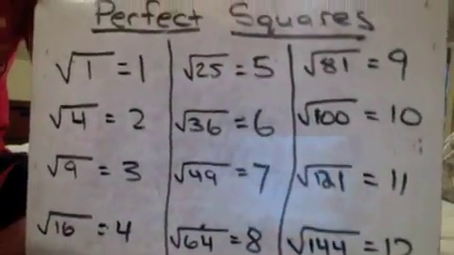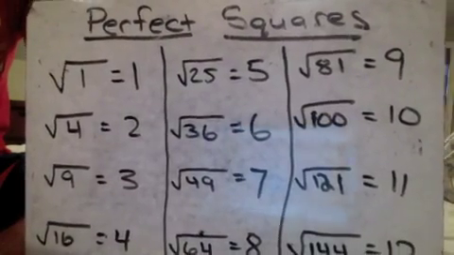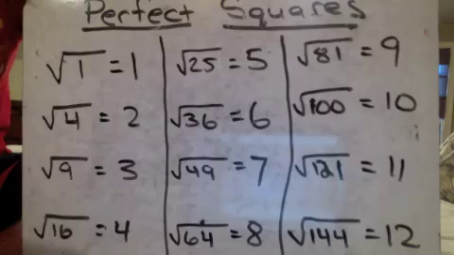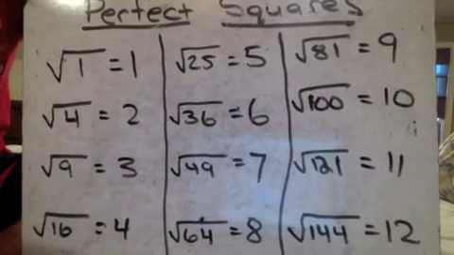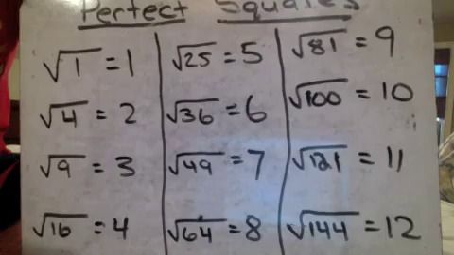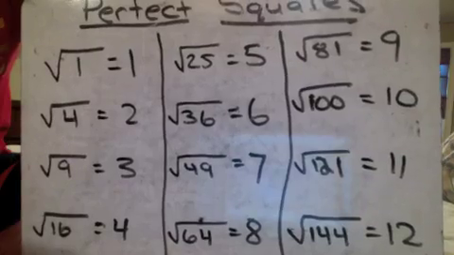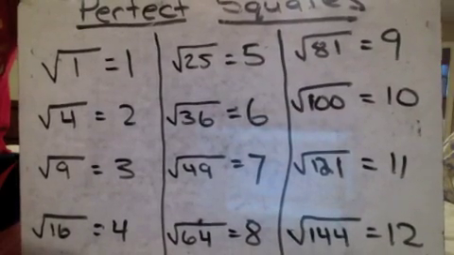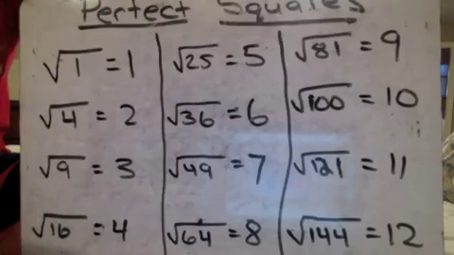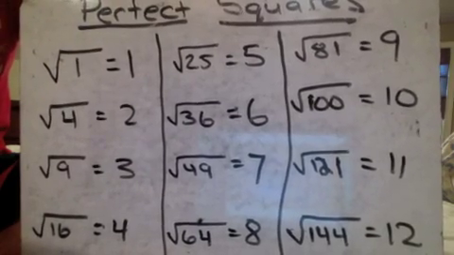I would suggest, and not suggest, do it: in your notes, write down these first 12 perfect squares. Having this list is going to help immensely for the next thing that we do. So please go ahead and write down these perfect squares before you go on to the next part.